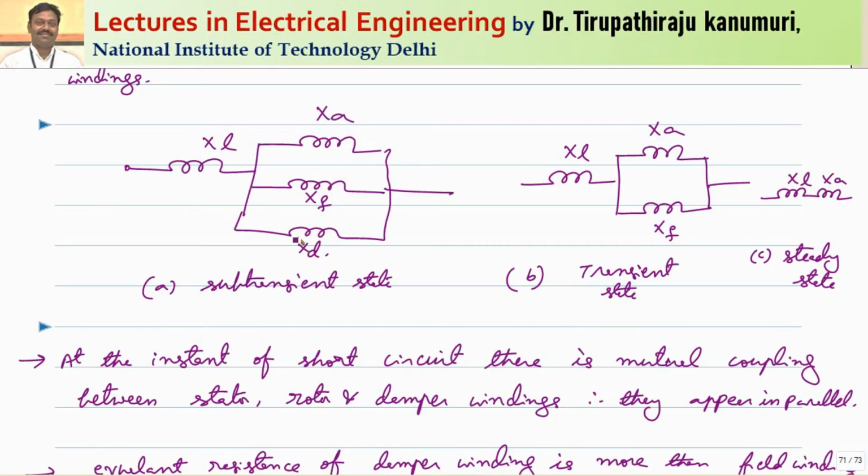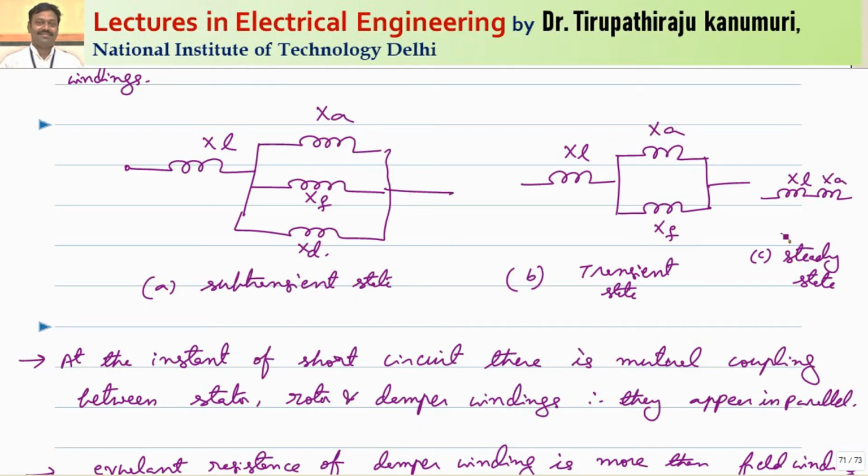But the damper winding will have more resistance compared to the reactance, and this ratio of X by R, that means the time constant of the damper winding, is very less when compared to the time constant of the field winding. So within 1 to 2 cycles, this damper winding will stop carrying the current. After that only the field winding will be there. At the instant of short circuit, we call it the subtransient state. After 1-2 cycles, depending on the time constant of XD, these oscillations will die out. So only the field winding and the armature winding will be there. This will also remain for some 3-4 cycles depending on the time constant of your field circuit.